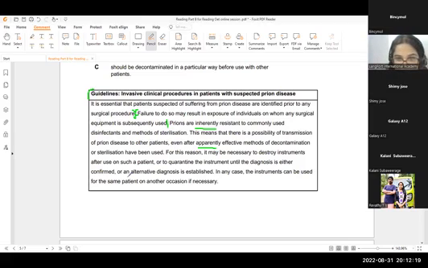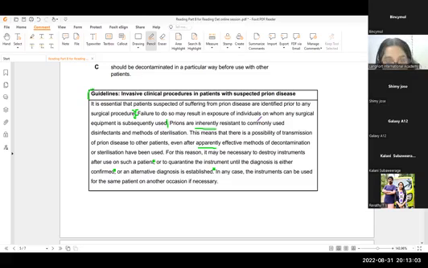Yes. Next sentence, Tindy. For this reason, it may be necessary to destroy instruments after use on such a patient or to quarantine the instrument until the diagnosis is either confirmed or an alternative diagnosis is established. So all of you focus on this sentence. Before the procedure, it's very important to identify whether the patient has the disease. If you don't identify, that puts other individuals at risk on whom they will use the equipments afterwards. Then they have told that this particular prion is very much resistant to all forms of disinfection and sterilization. That increases the possibility of transmission.